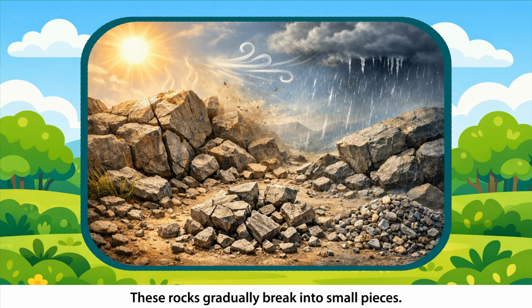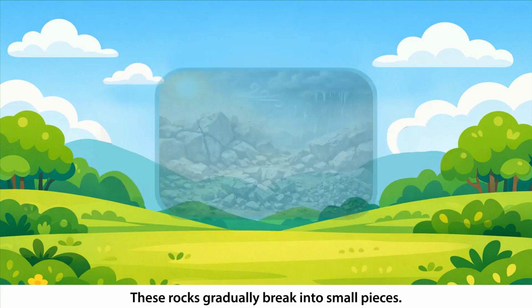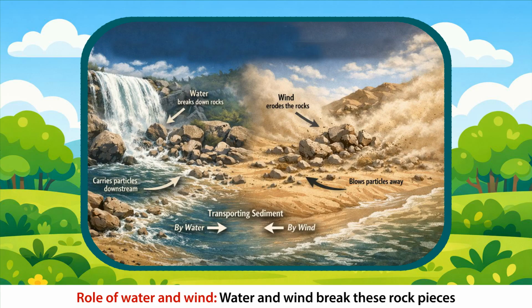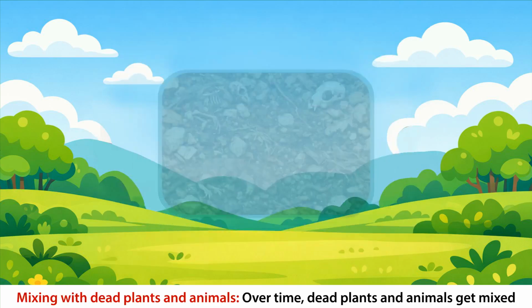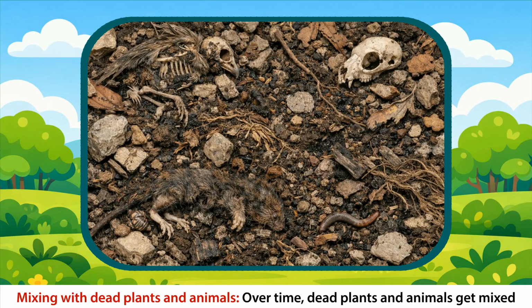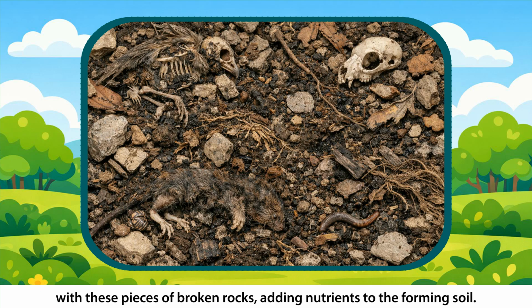These rocks gradually break into small pieces. Role of water and wind. Water and wind break these rock pieces into even smaller particles and carry them to other places. Mixing with dead plants and animals. Over time, dead plants and animals get mixed with these pieces of broken rocks, adding nutrients to the forming soil.